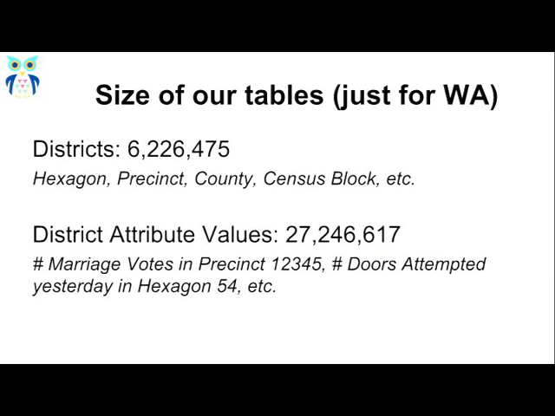So just to give you a scale of what I'm working on, I have about 6 million Washington state districts, and that's just one state. That's the state where we did most of the work in 2014, but we are getting into many more states now. And we have about 27 million attribute values. So this might be the number of votes for marriage equality in an individual precinct, or the number of doors attempted yesterday in a specific hexagon or a specific precinct, or the number of doors attempted last week in that specific hexagon, specific precinct, and so on and so forth.